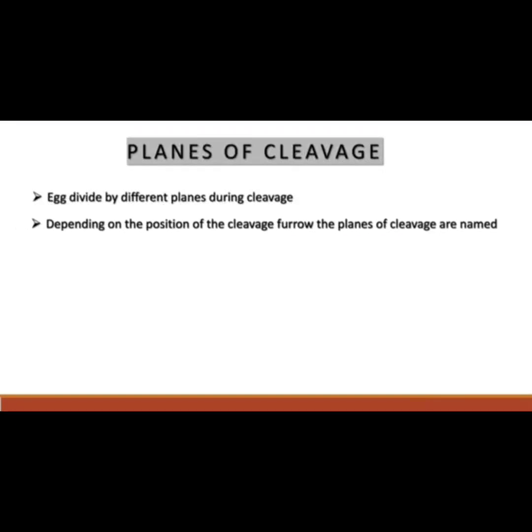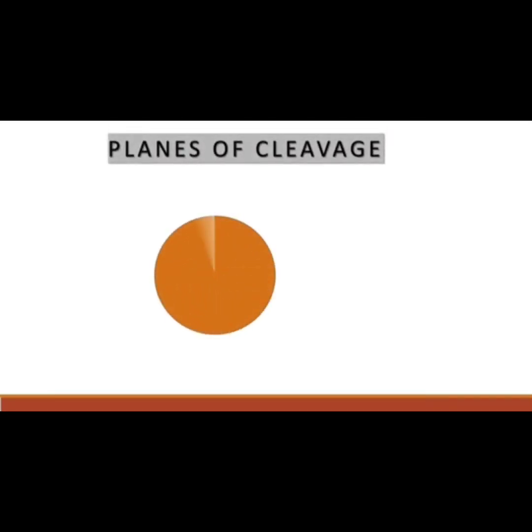Depending on the position of the cleavage furrow, the planes of cleavage are named as meridional plane, equatorial plane, vertical plane, and latitudinal plane. In the embryo, the lower end is called the vegetal pole, whereas the pole which is opposite to the vegetal pole is called the animal pole. We can also say that the region of the ovum where polar bodies extrude and which receives the sperm is known as the animal pole.